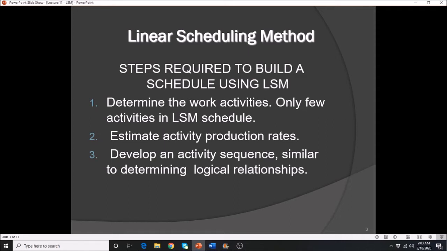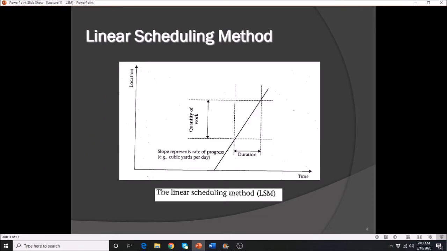The next step is to sequence the activities. Once we break down the project into various tasks or activities, we are going to identify which activity needs to be done first, which activity will come next, and which activities can be done at the same time. That is what we call sequencing, or in other words, the logical relationships that we've learned in the critical path method, such as finish to start, start to finish, finish to finish, or start to start.